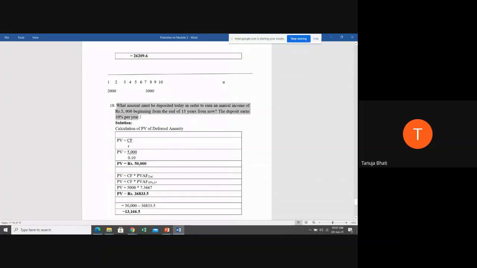What amount must be deposited today in order to earn an annual income of 5,000, beginning from the end of 15 years from now? The deposit earns 10% per year. So you all have to tell me, what am I supposed to find? What is the question? Can anyone take an attempt to explain the question? Based on whatever we have solved earlier, just understand and let me know.